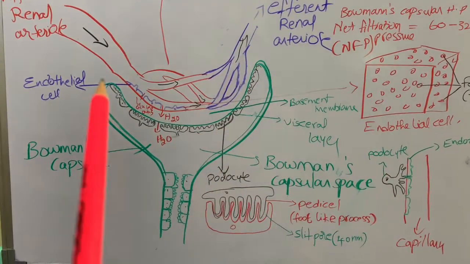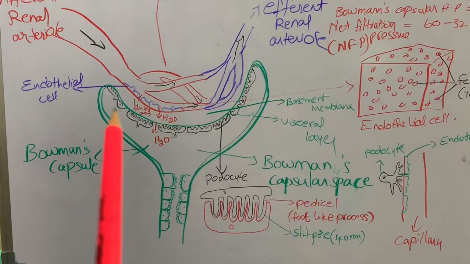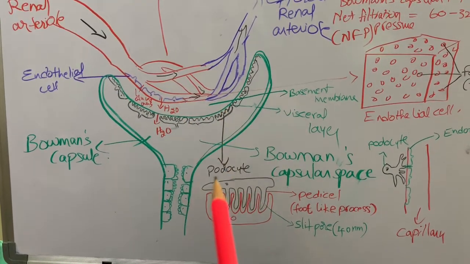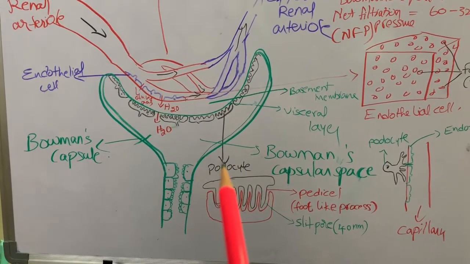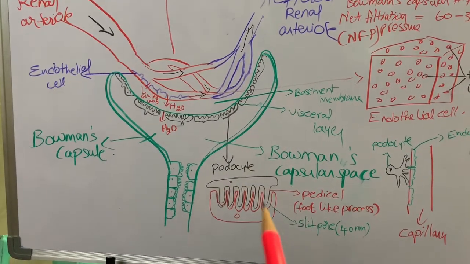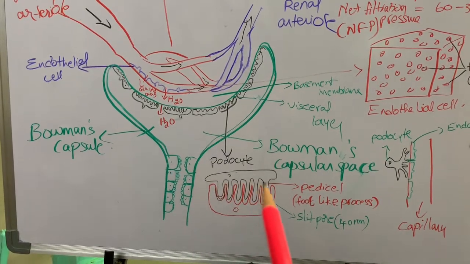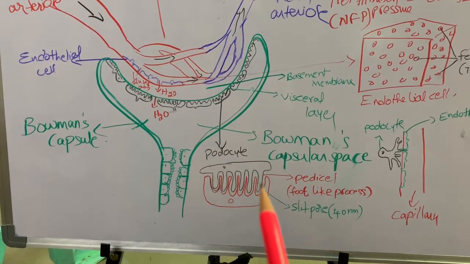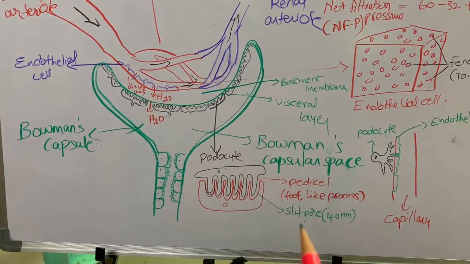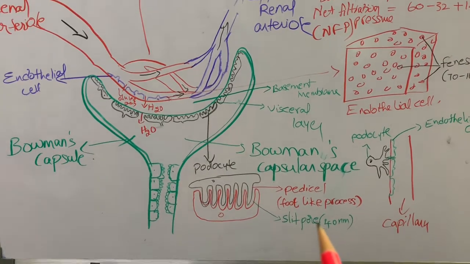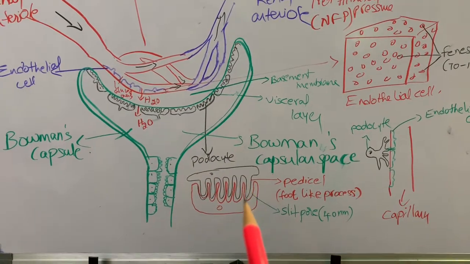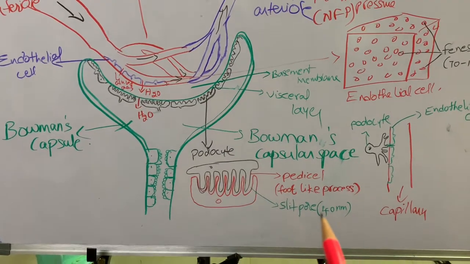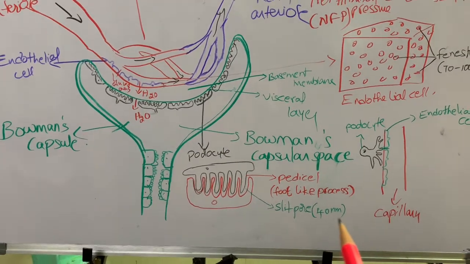Special cells are present in the Bowman's capsule's visceral layer, or inner layer. These special cells are known as podocytes. Each podocyte cell contains numerous foot-like processes, and these are known as pedicels. They arrange in an intricate manner, so slit pores are formed. The space between two pedicels is a slit pore. The diameter of a slit pore is 40 nanometers.